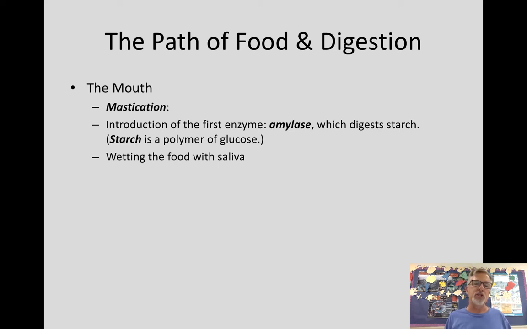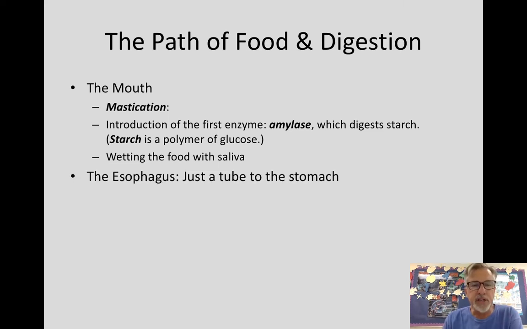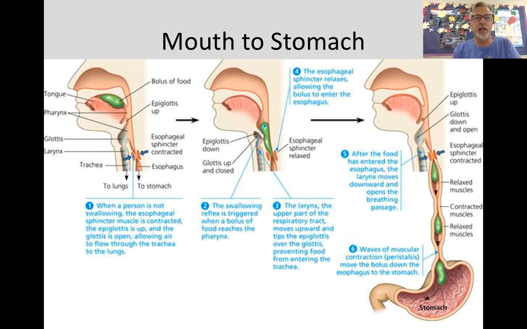The other thing that happens in the mouth is all that saliva wets the food, and it turns out that's going to be very important because we want to take our solid food and turn it into a liquid slurry so that the digestive enzymes will have lots of surfaces to work on. The esophagus, the next step, is just simply a tube to the stomach. Nothing else happens here. And so let's take a look at it.